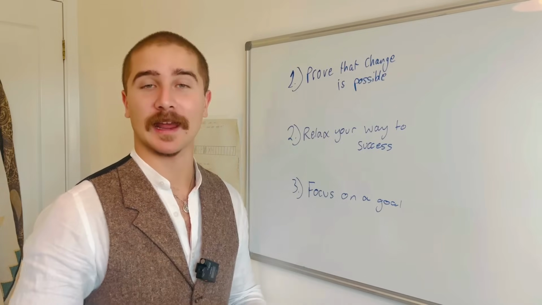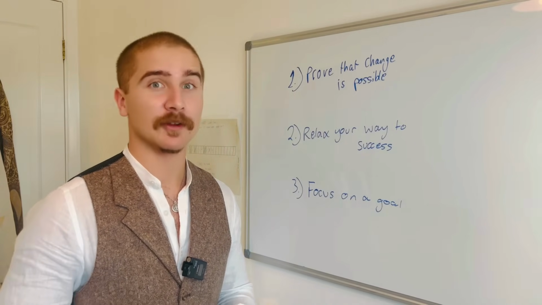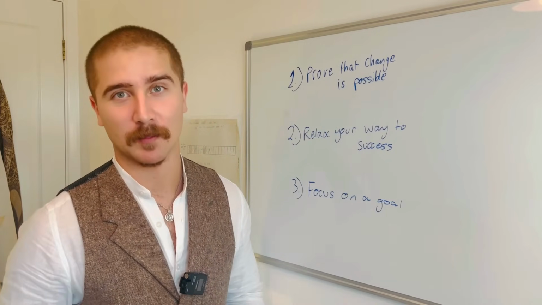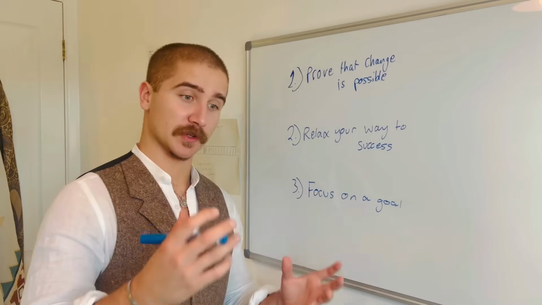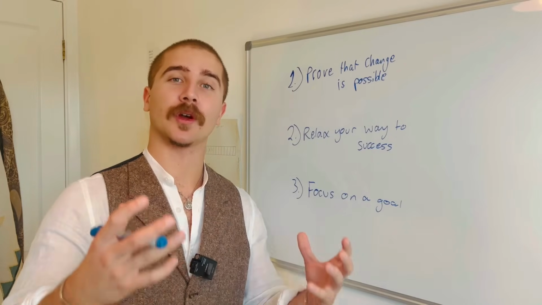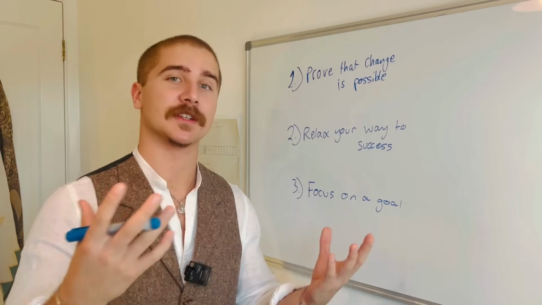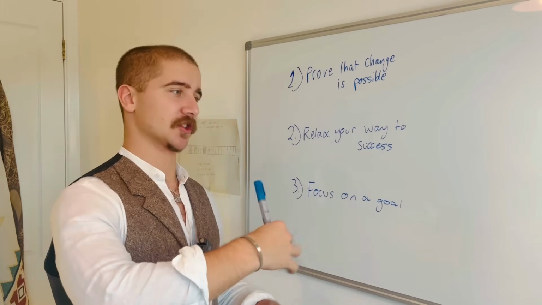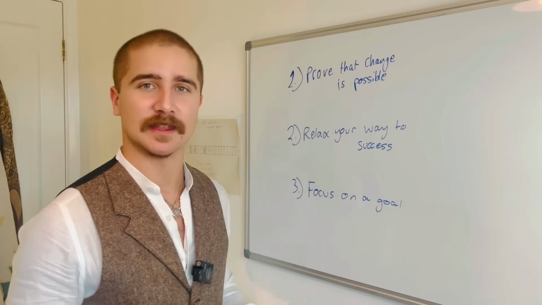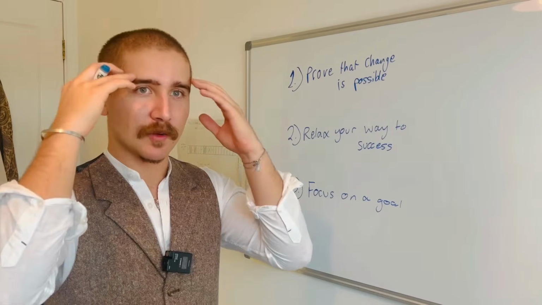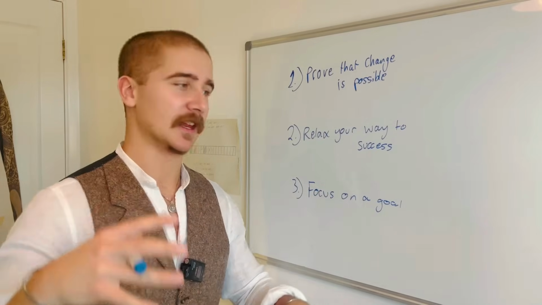Number 2, relax your way to success. In a relaxed state, you do everything better. So do what you can to reduce your stress levels. Because furthermore, when you're relaxed, your brain is more receptive to positive suggestions. Stress just triggers your amygdala, where it's trying to detect every single threat that's in the environment, and it prevents your prefrontal cortex from thinking rationally.